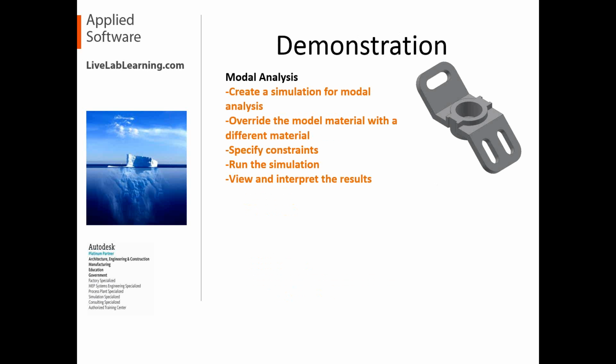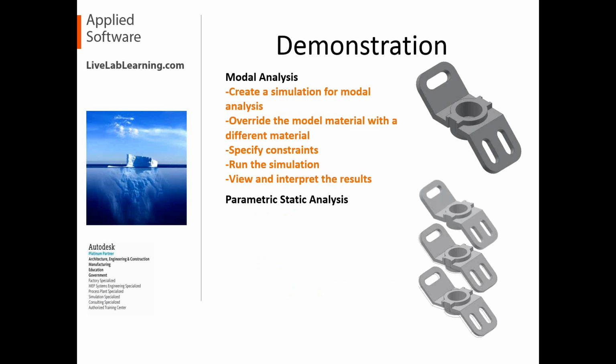Now, once we run this analysis, we're going to take it a step further, and we are going to run a parametric static analysis. This is going to give us the ability to not waste the information that we input on the modal analysis. So we're going to copy that simulation, and we're going to utilize the analysis parameters to evaluate how to refine the weight of the model, because that is the key thing that I'm looking at today for running this simulation: how much material can we save and our parts still be structurally sound.